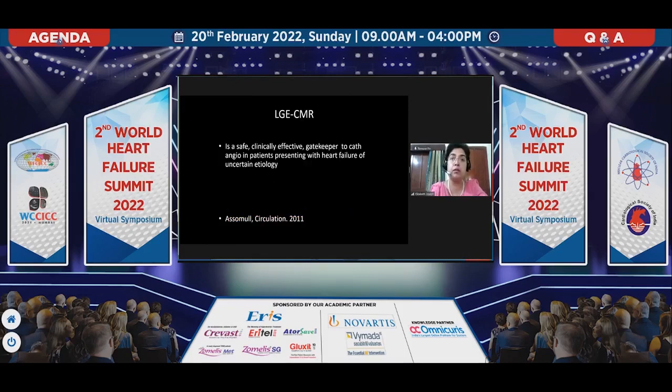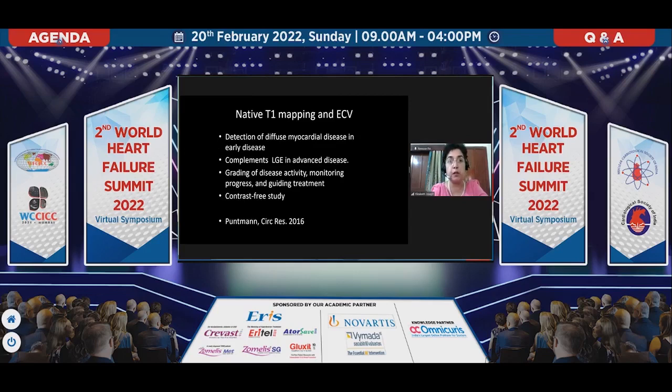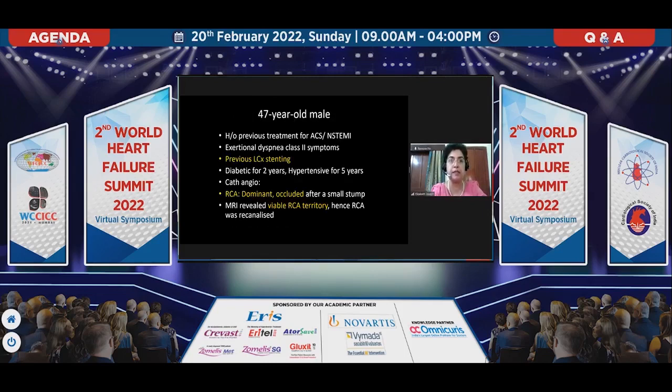So what is the role of LGE? LGE is a safe, clinically effective gatekeeper to cath angio in patients presenting with heart failure of unknown etiology. What about native T1 mapping and ECV? It detects diffuse myocardial disease, as we just saw in this case, and complements LGE. In advanced disease, it can be used to grade disease activity and monitor progress of disease.